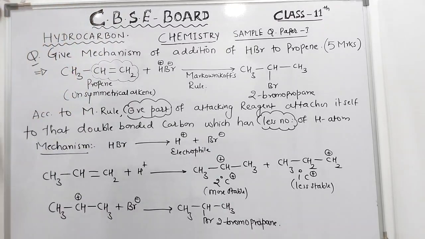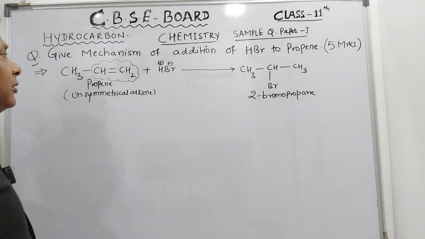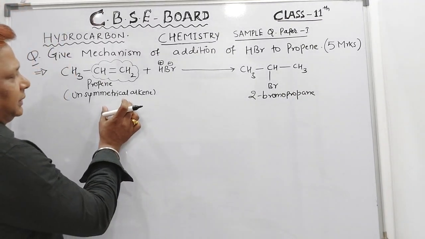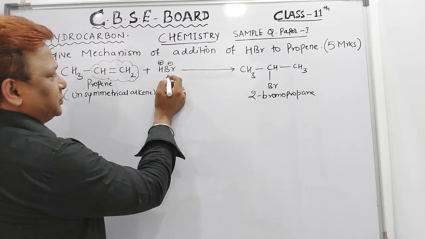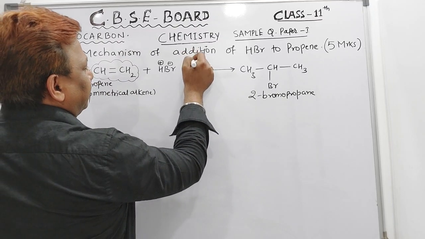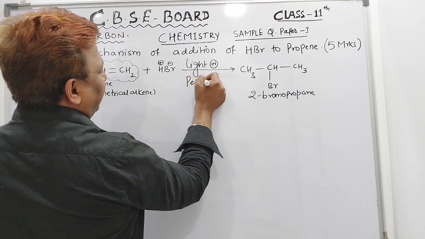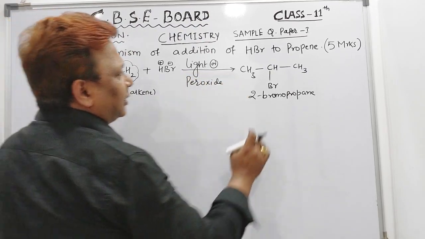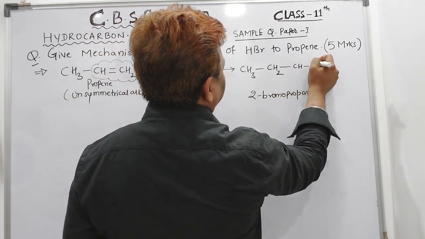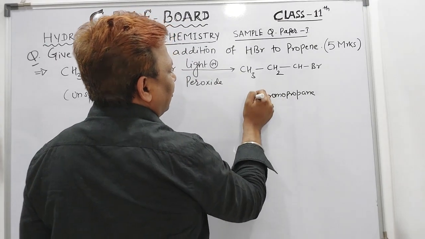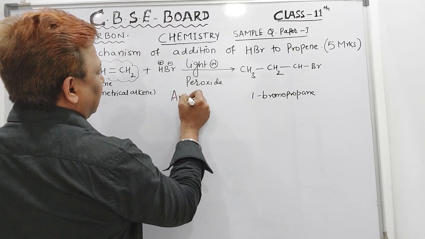Okay, note down up to here beta. The second part of this I will continue. Now beta, second part. This is an unsymmetrical alkene called propene and addition of HBr over it. But if this addition of HBr takes place in presence of light or in presence of peroxide, then beta, we are not getting 2-bromopropane. In that case, H will attack here and Br will attack here. It will be called 1-bromopropane. This rule is called beta Anti-Markownikoff rule.